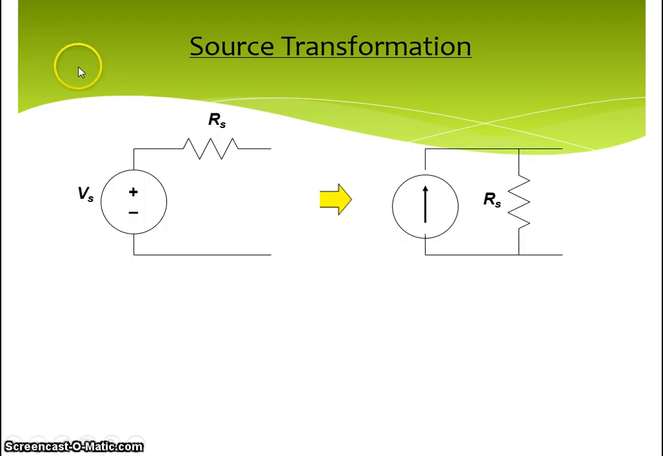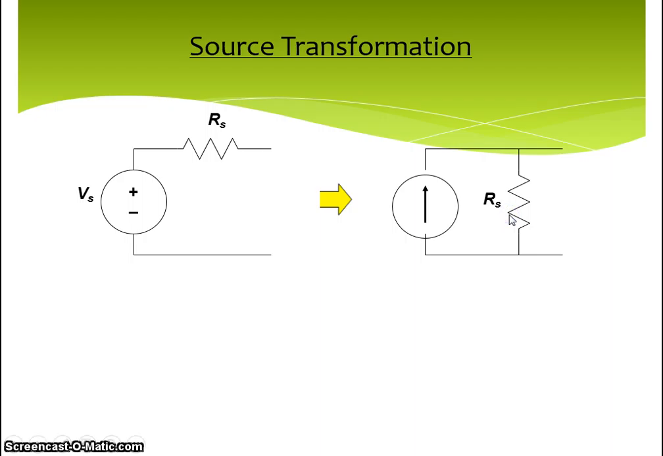So the first thing that you need to notice here is the resistance that we connected in series with the voltage source, the same amount of resistance will be connected in parallel with the current source. So it is the same resistance here. If here you have 10 ohm, here also you will be connecting the same 10 ohm. This is in series, this is in parallel.